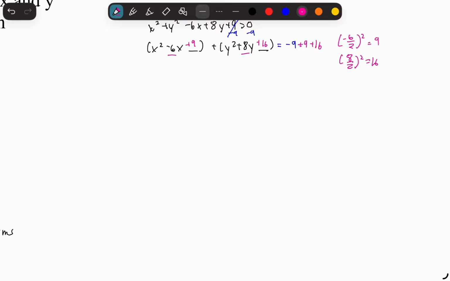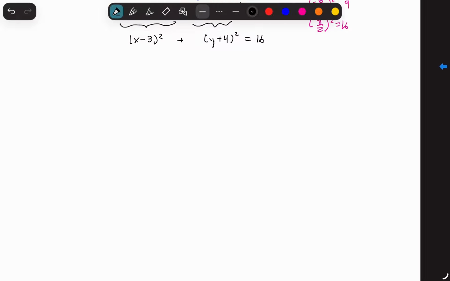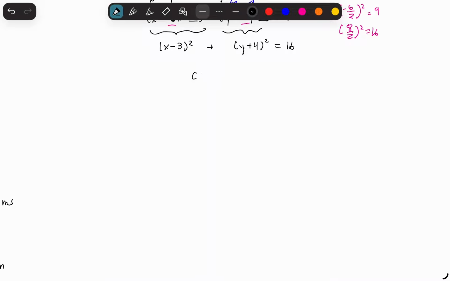Now after this, you're just going to factor your perfect squares. For this, we know we can factor this as x minus 3 squared, and this can be factored as y plus 4 squared. And if you sum that, that's going to be 16. So what type of conic section is this? This is going to be a circle. You're going to have a center that is 3 and negative 4, and your radius is going to equal the root of 16, and that's going to equal 4.